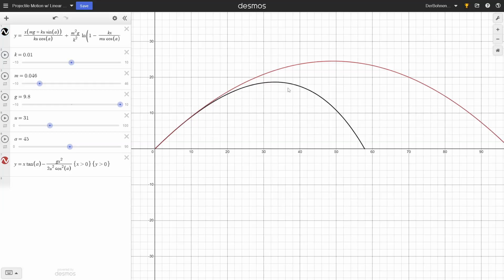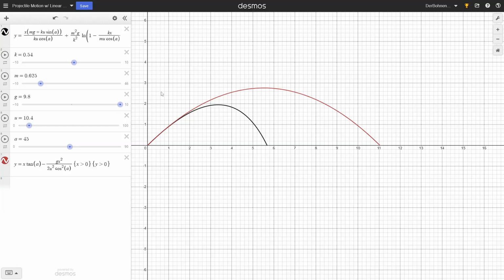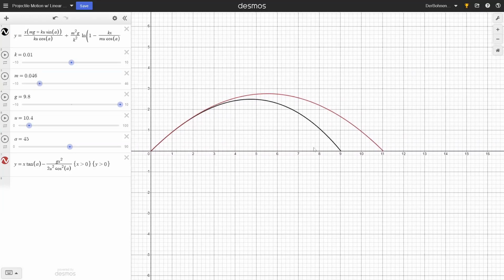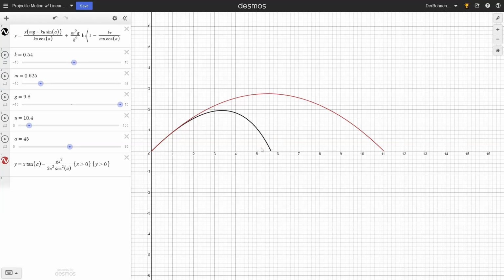Now bear in mind this is for the golf ball, so let's see what happens if we put in the basketball values. So this is with the values of the basketball, so the mass is 0.625 kilograms, and the value of k that we got when we calculated the terminal velocity was 0.54. See, there's a massive difference here. You can see when we had the golf ball values, it was up here at 9, but once we put in the basketball values, it gets way smaller down here.